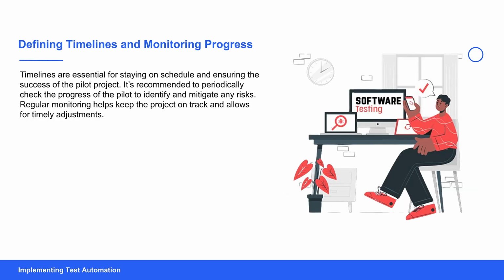With your approach in place, the next crucial step is defining timelines. Having clear timelines helps you stay on schedule and ensures that your pilot project remains focused. But it's not just about setting deadlines, it's also about monitoring progress along the way. Regular check-ins are essential for identifying any risks early on and making necessary adjustments. By keeping an eye on how things are progressing, you can catch potential issues before they become major roadblocks.